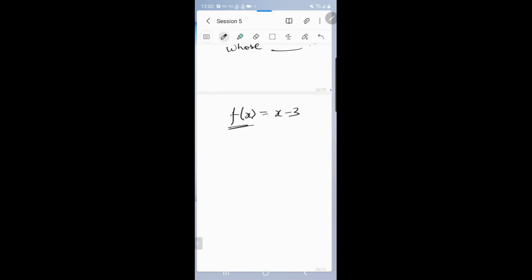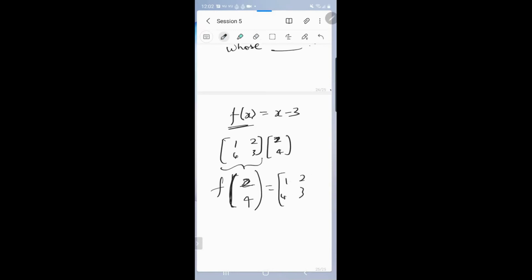Function, okay, yeah. So when I multiply, you can assume this is like f of x is equal to 1, 2, 3, 4. So another way of writing this is f of 2, 4 is equal to 1, 2, 3, 4 times 2, 4.